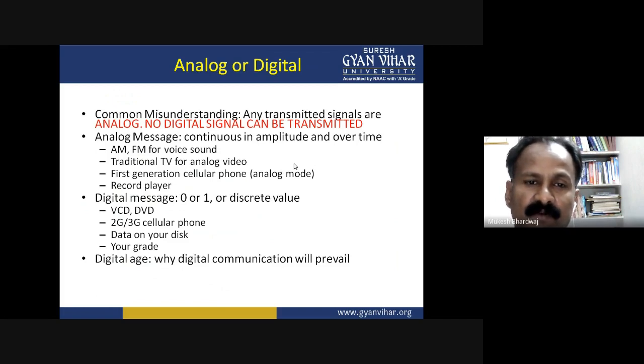AM and FM are used for voice sound, traditional TV for analog video, first generation cellular phones in analog mode, and the record player. Digital messages are 0 or 1, or discrete values, as in VCD and DVD, 2G and 3G cellular phones, data on your disk, your grade. Digital age: why digital communication will prevail.